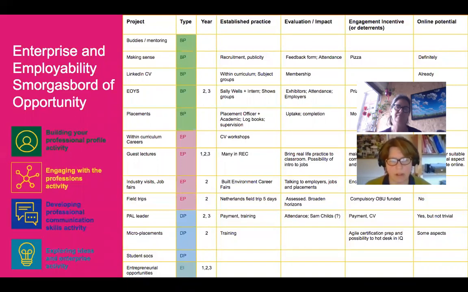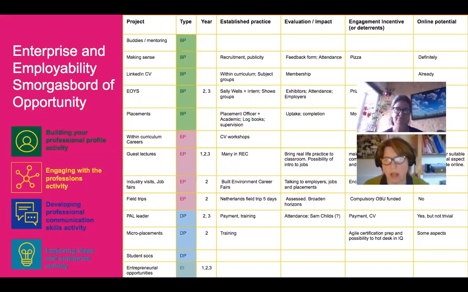to take field trips, they're about 2/3 of the way down. The type of activity there is engaging with the professions activity, and so program leaders could think about what field trips they do on their programs. For example, in construction, we have our major field trip for the second years is to the Netherlands, which is 5 days. Obviously that is a major field trip, but I'm sure many other programs do half-day or day ones as well.